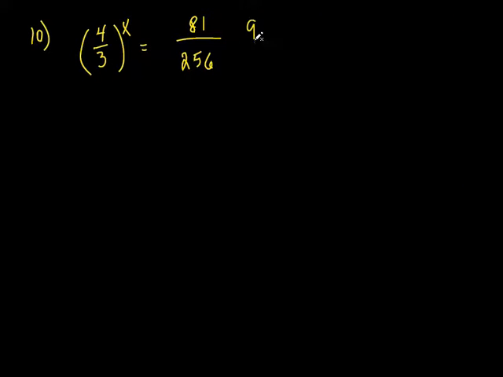So look at this. 9 squared is 81, and 16 squared is 256. Would you agree? So we could write this like this: 9 over 16 to the what? To the second power. Wouldn't that be true? Now look at the 9 and the 16, and look at this 4 and this 3.